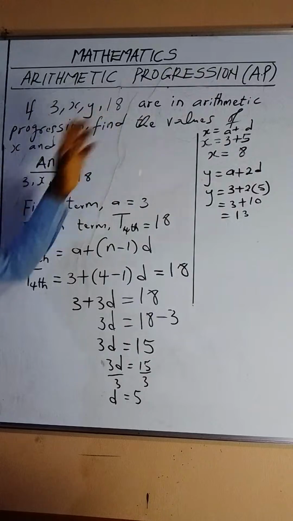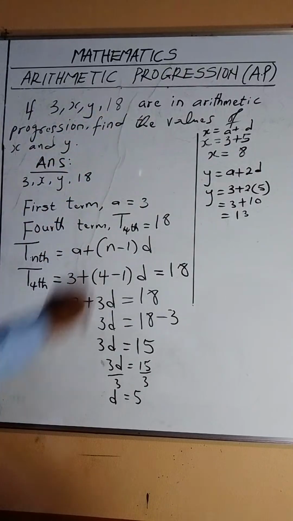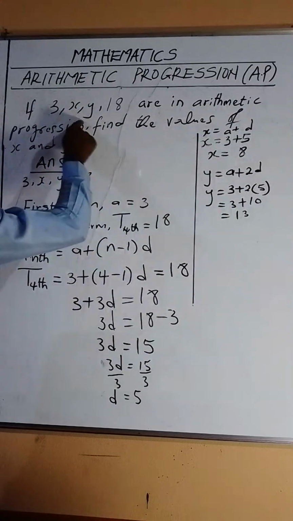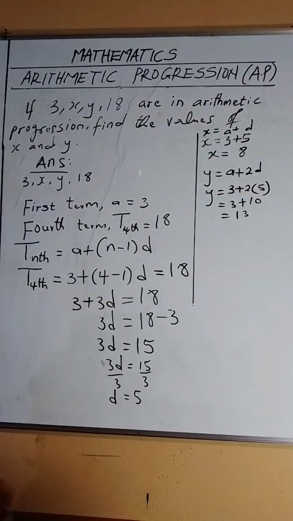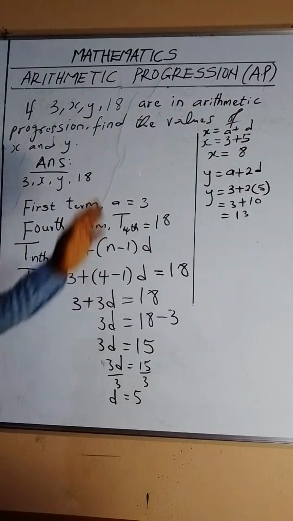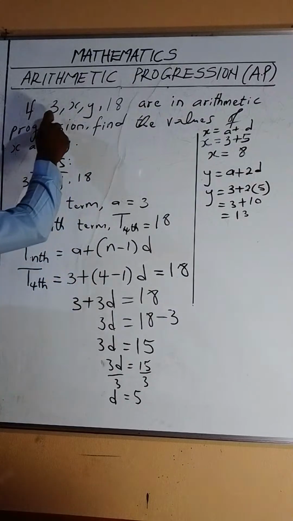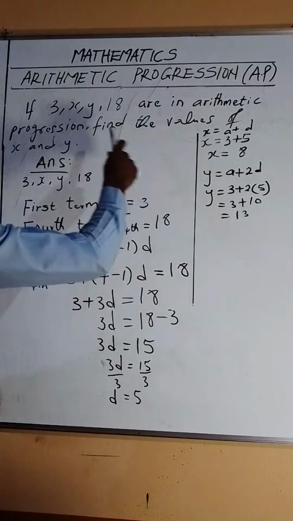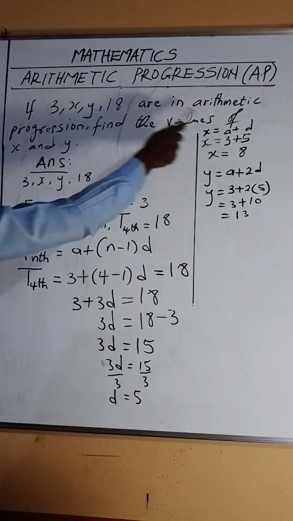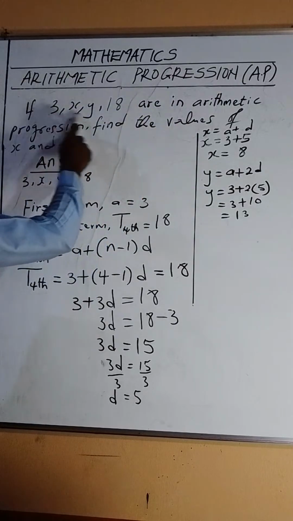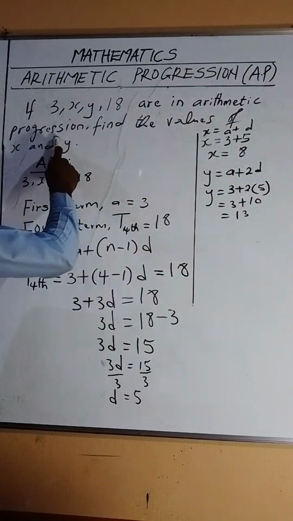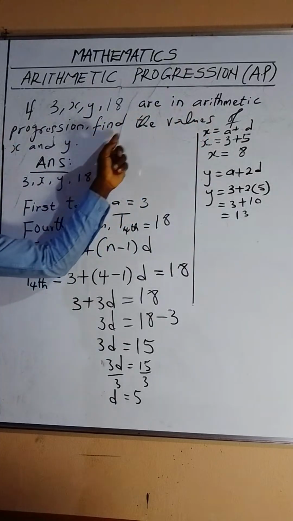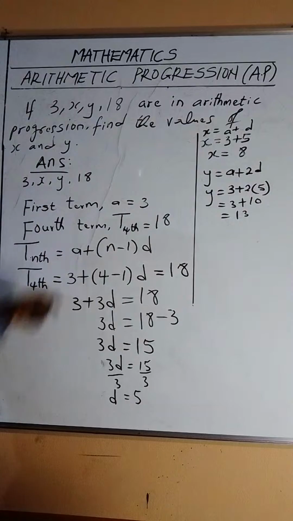Now here we are given a question. In this first question, we are given 2 letters in between 2 numbers in arithmetic progression. So the progression is in a very defined order. The first one here is 3, the second one is x, then y, and here is 18. We are told that this sequence is in arithmetic progression, and we are told to find the values of x and y.